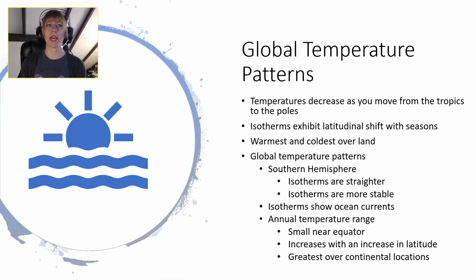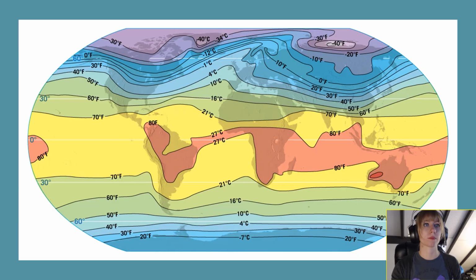Isotherms can show ocean currents as well, and they show annual temperature ranges, because they're going to be small temperature ranges near the equator, and they will increase as you get closer to the poles. And they're going to be the greatest over continents rather than over the water. Water is actually going to have more straight, and it's going to be more representative of currents, which we can see here. We can see that these are generally straighter.